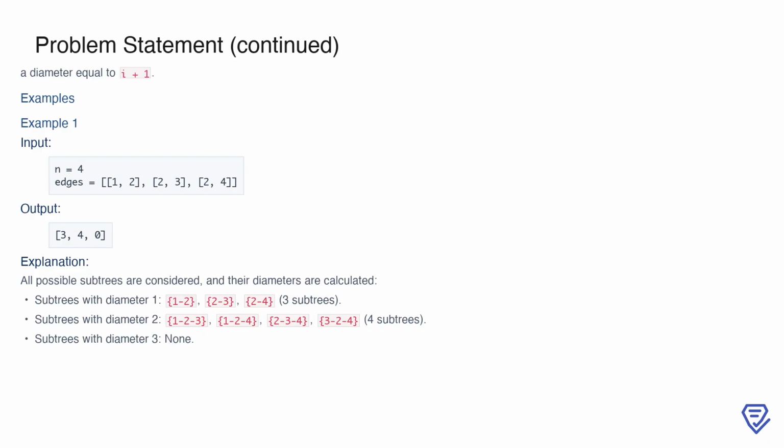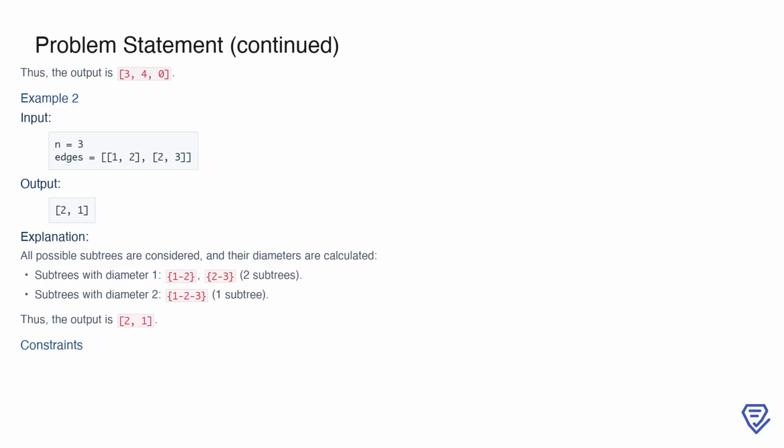particular configuration. Now, consider another example where n equals 3 and edges equals [1,2], [2,3]. Here, the output is [2,1]. This indicates that there are 2 subtrees with a diameter of 1 and 1 subtree with a diameter of 2. Specifically, the subtrees 1 to 2 and 2 to 3 each have a diameter of 1, while the subtree 1 to 3, which includes all 3 cities, has a diameter of 2. These examples illustrate how to calculate the diameter for every possible subtree and group the counts accordingly.